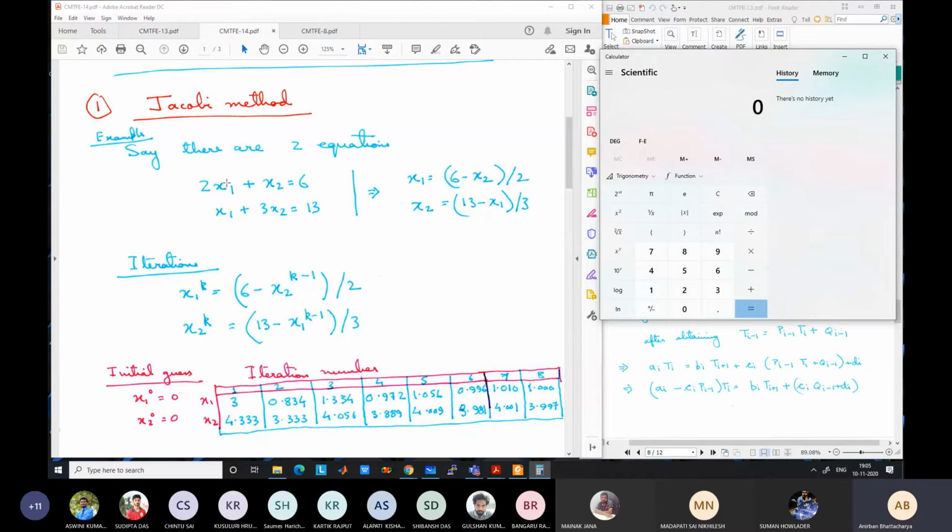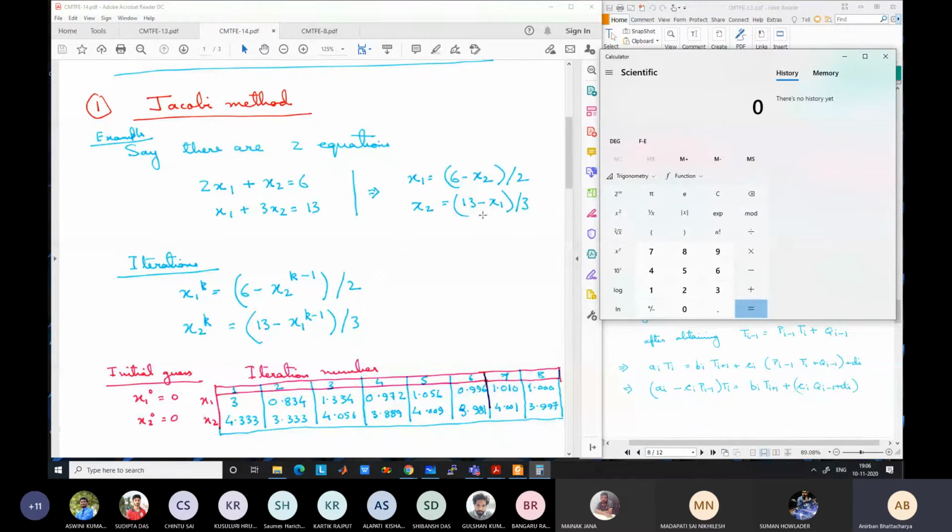For example, for the first equation, we write x1 is equal to (6 minus x2) by 2. This is the same equation but in a different form. I could have also written x2 is equal to 6 minus 2x1. That is also possible, any of the forms. Similarly, from the second equation, we can write x2 is equal to (13 minus x1) divided by 3. Again, I could have written x1 as 13 minus 3x2, but we are using these forms of the equation.